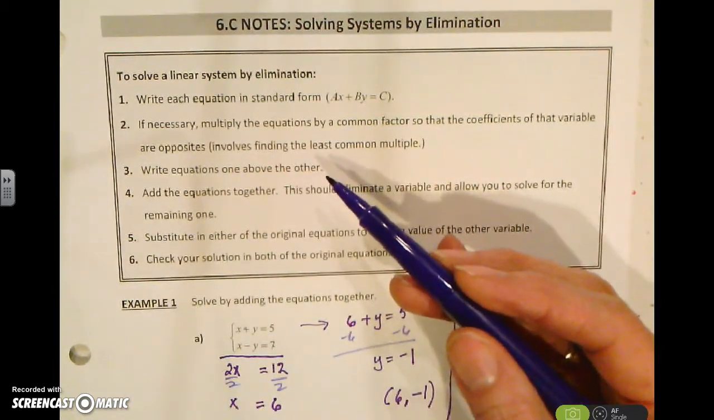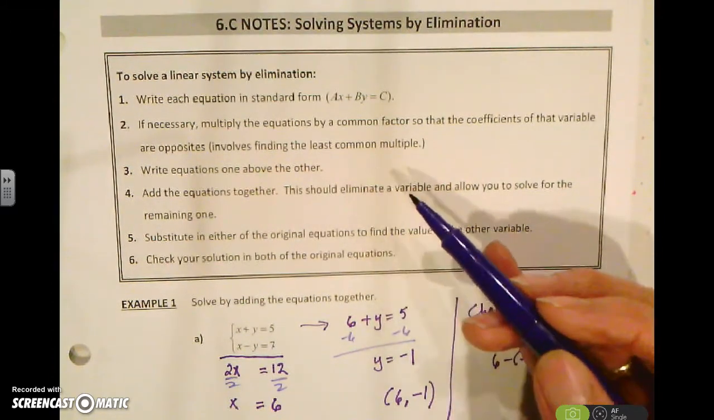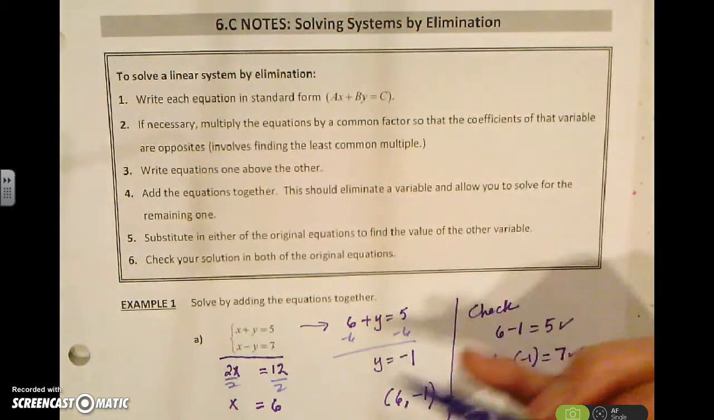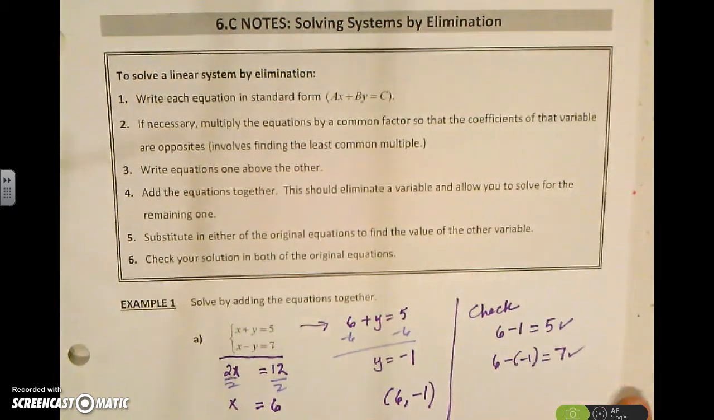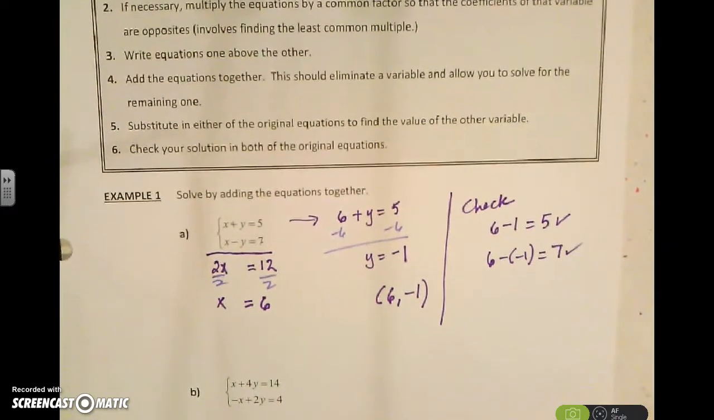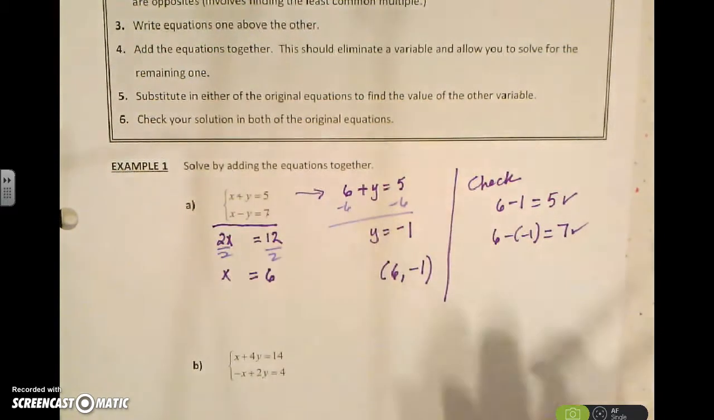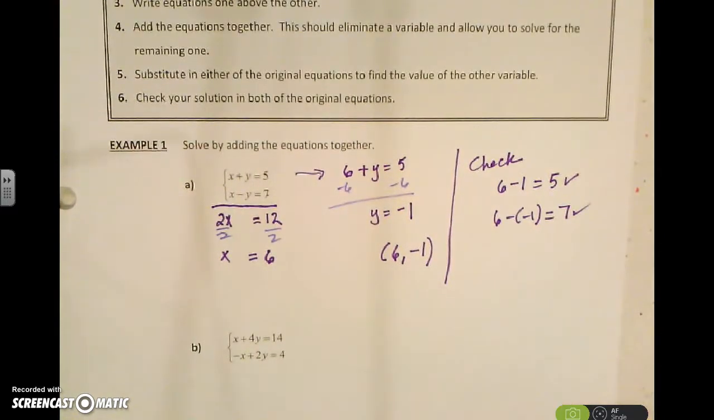We're going to write the equations one above the other. We're going to add them together, and hopefully we're going to eliminate a variable, and then we're going to solve for the other one by substituting. So then, because we did do some substitution there when we substituted the 6 into that equation. All right, the second one, B, is very much similar to that, so I'm going to skip it.